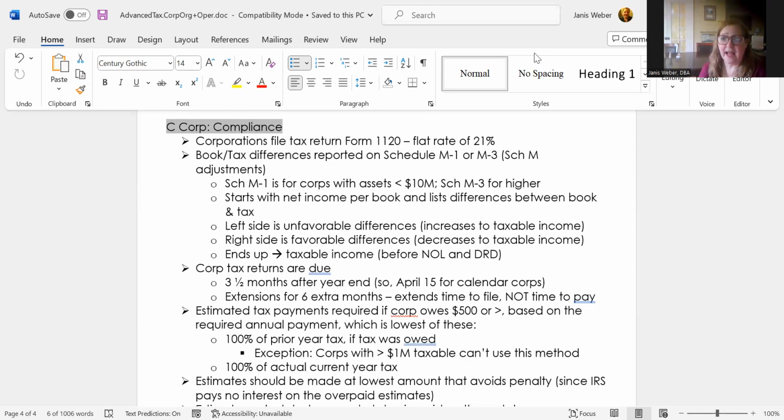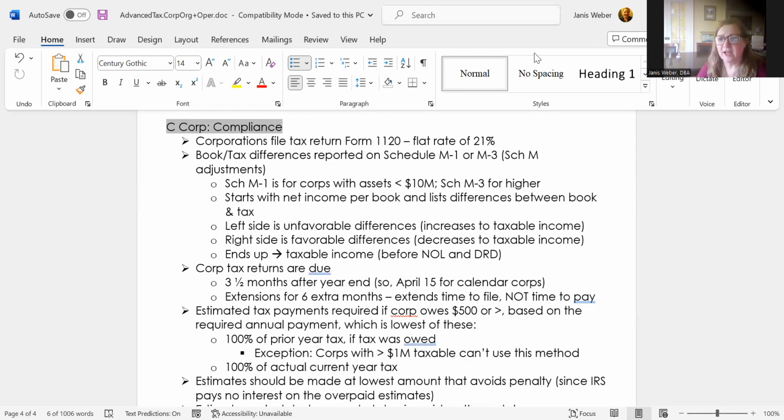So you end up with a taxable income number before the NOL and the dividends received deduction. And so you can reconcile what the difference was between book and tax. If you're looking at deferred taxes and the calculations you do for deferred taxes on your financial statements, those are the same type of expenses that are going to show up in your M-1, M-2, and M-3 adjustments.